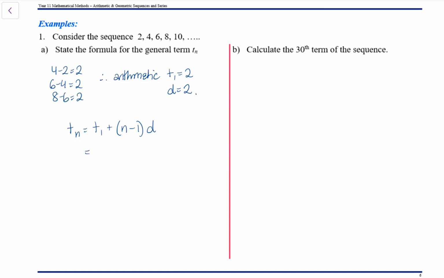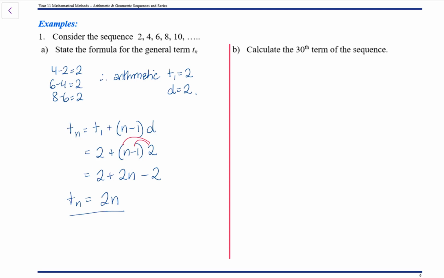So T1 is 2 plus my n minus 1 times by 2. So it's going to be 2 plus, and we go 2 times n, 2 times negative 1. So 2 times n is 2n, 2 times negative 1 is negative 2, so it's going to be 2n. So that is my general term. So my fourth term would be 2 times 4 is 8, and you can check that.